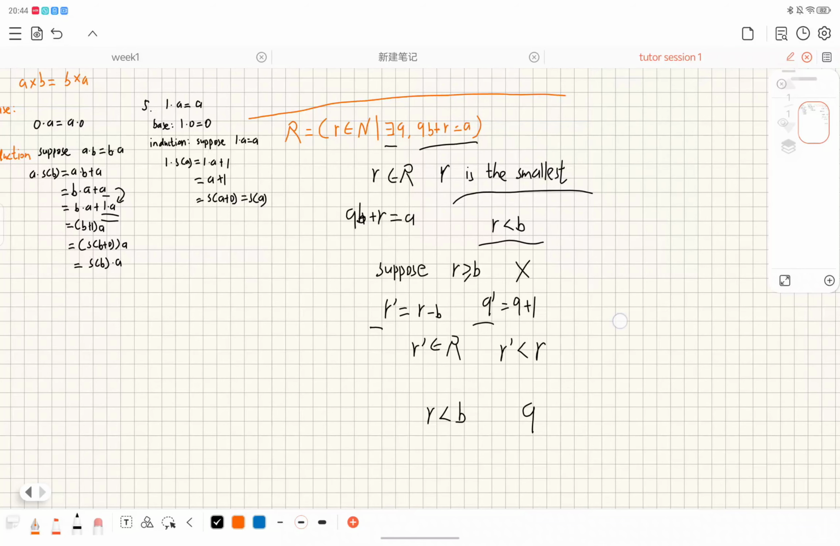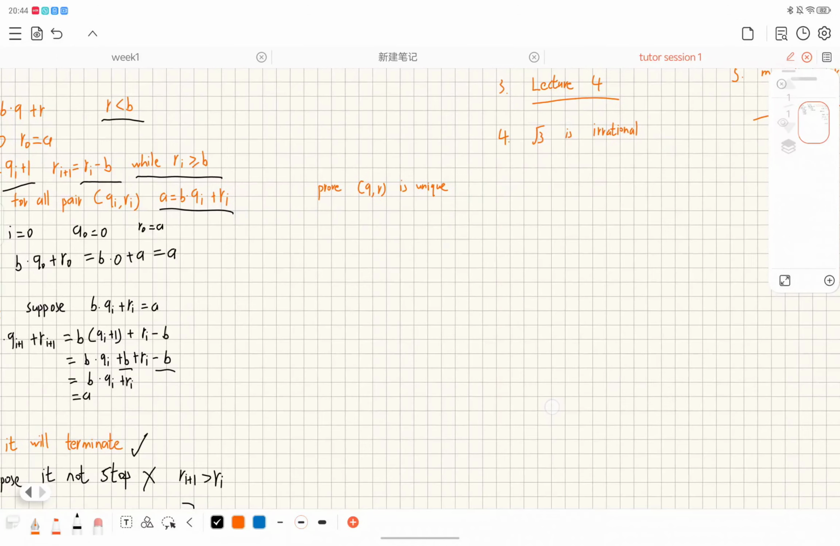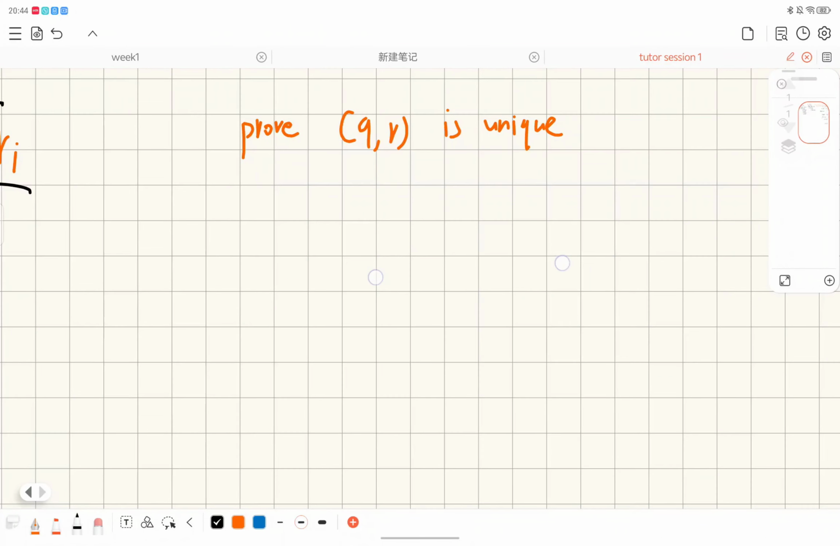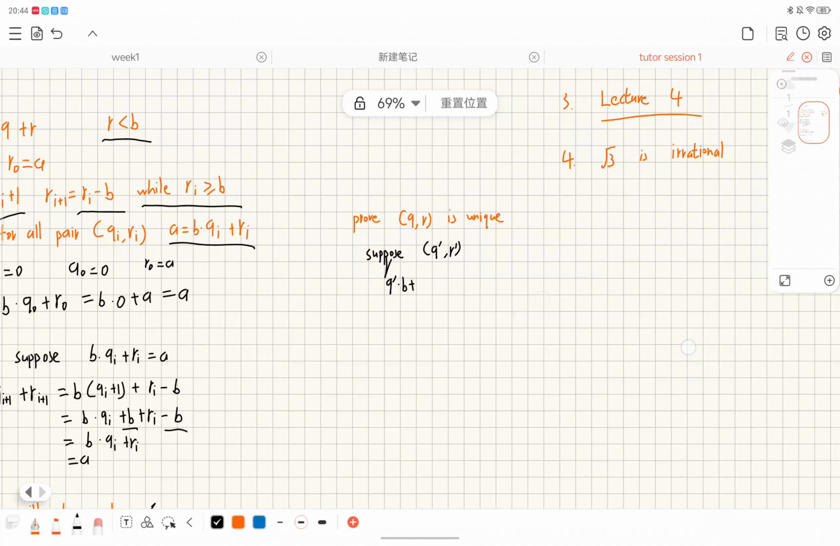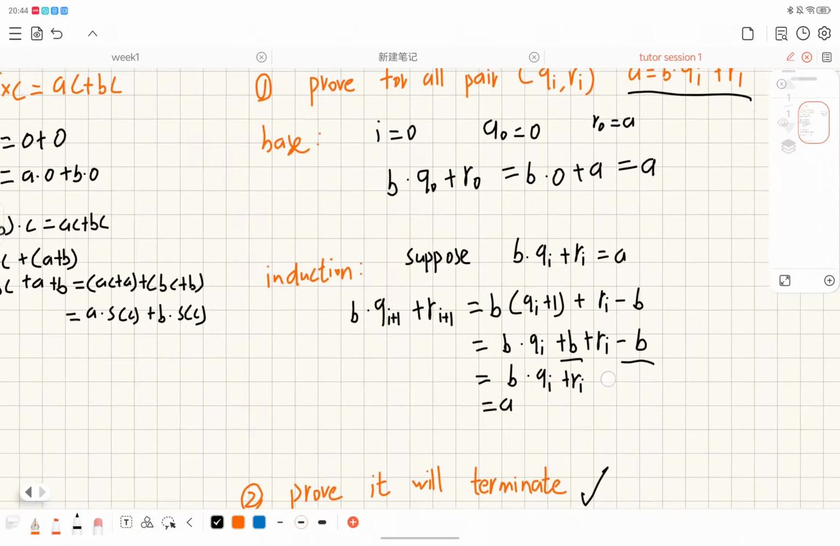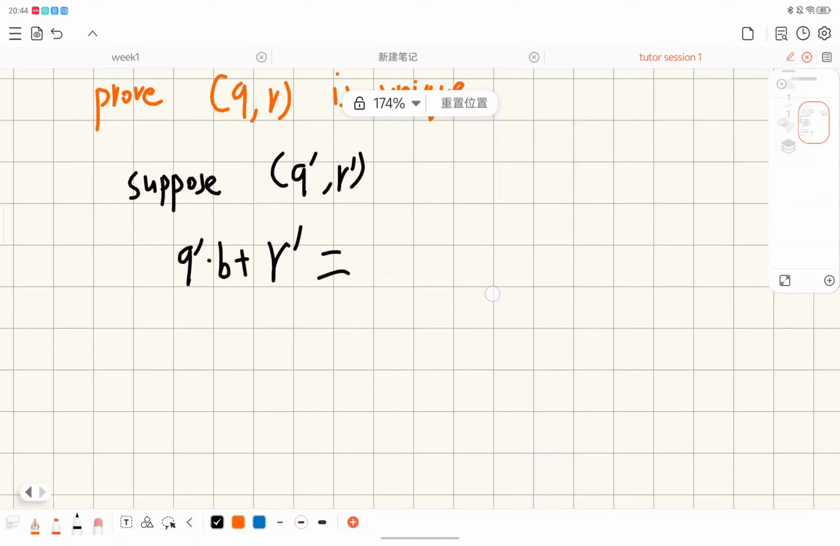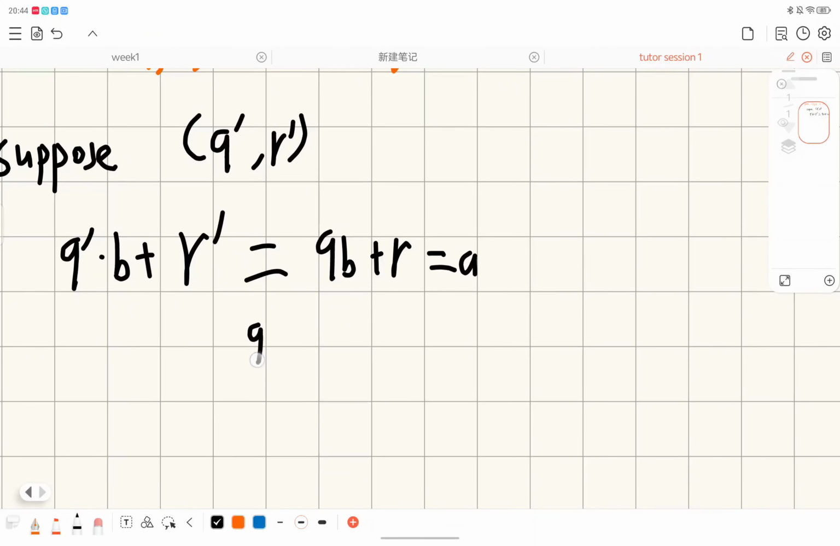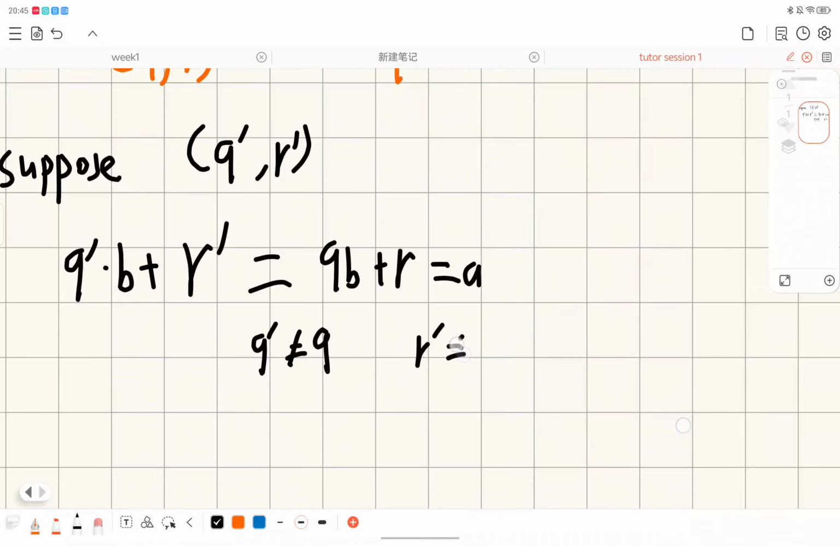Okay, next. This question has a next part. We want to show that such Q and R are unique. To show this one, we just suppose it is not unique. So let's suppose there is another pair, Q prime, R prime. So Q prime times B plus R prime equals QB plus R, and equals A. And of course, these two pairs are not the same.